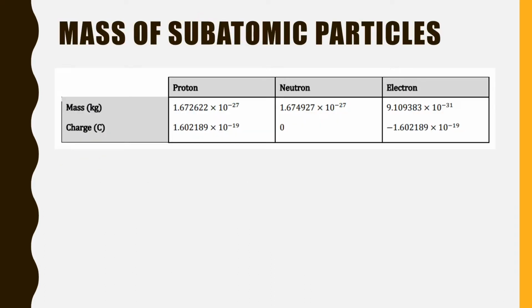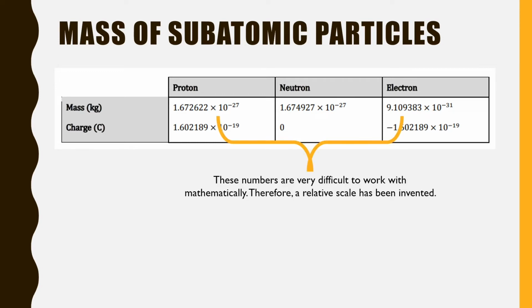The mass of these subatomic particles are very important to us. When they are measured in kilograms, they are given by our data book. As you can see, these numbers are very difficult to work with, arithmetically speaking. Therefore, scientists invented a relative scale.